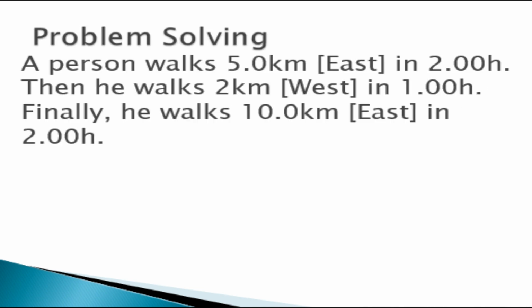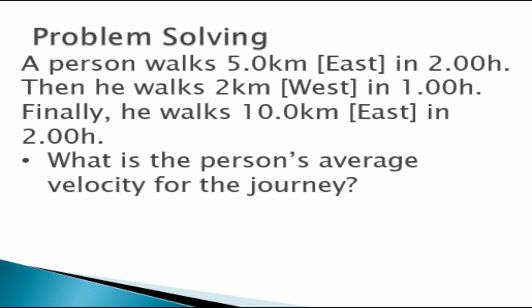Now, going back to the question, a person walks 5 kilometers east in 2 hours, then he walks 2 kilometers west in 1 hour, and finally he walks 10 kilometers east in 2 hours. Let us answer the second question. What is the person's average velocity for the journey? So, for us to answer the velocity, we should get first the displacement of the person.